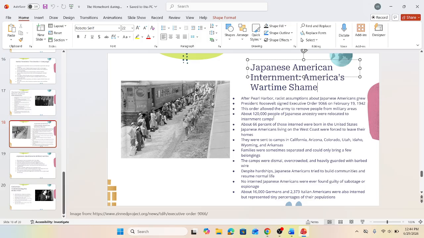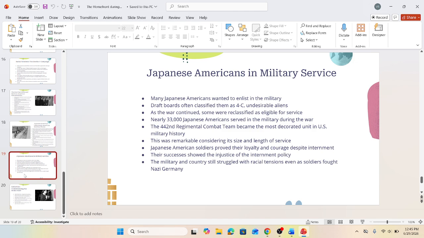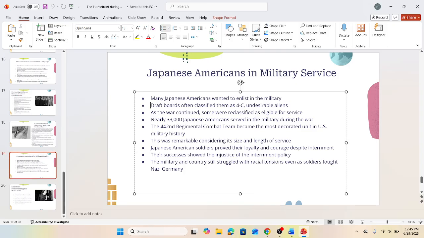And in addition to that, about 16,000 Germans and 2,300 Italian Americans were also interned. But that was a much smaller percentage of their population, so it's not always highlighted. But fear and racism led to these internment camps. But many Japanese Americans wanted to enlist in the military. Draft boards often classified them as undesirable aliens, even if they were American born.